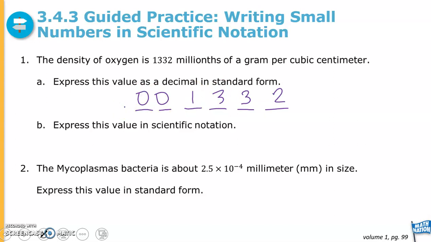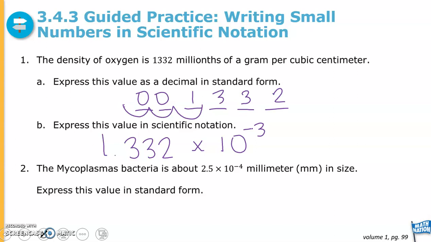It will be 0.001332. In scientific notation, I need a number bigger than 1 and smaller than 10, so the decimal has to be between the 1 and the 3. I need all of the non-zero numbers, so I need the 3 and the 2 as well. Then it's always times a base of 10, and to get it there, we move it 1, 2, 3 times, because it's a small number, a negative 3. 1.332 times 10 to the negative 3rd.